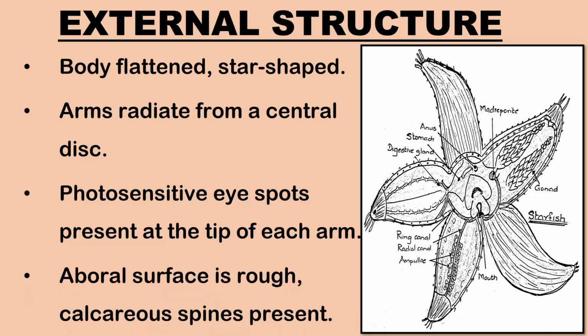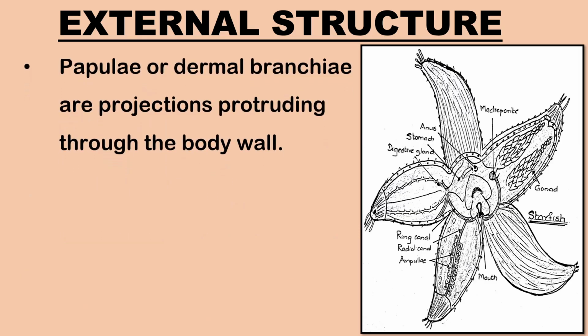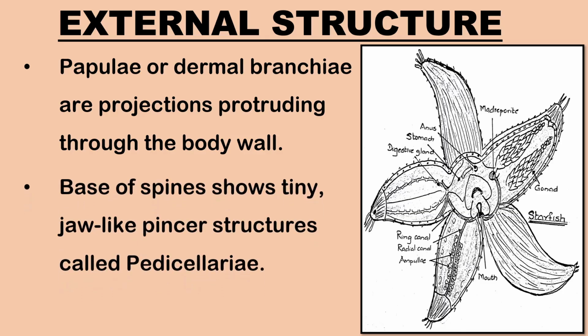The upper dorsal surface or the aboral surface of a starfish is rough and covered by numerous calcareous spines. Papillae or dermal branchiae or skin gills are projections protruding through the body wall. Often located at the base of spines on the aboral surface are tiny jaw-like pincer structures called pedicellariae.